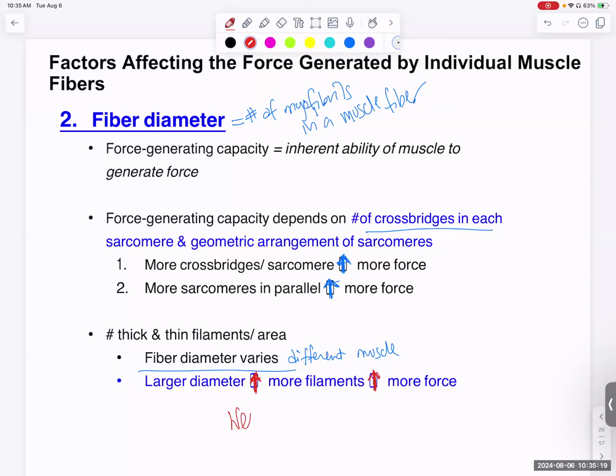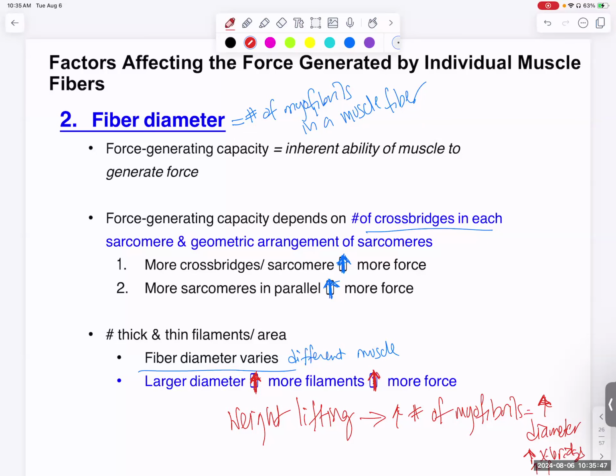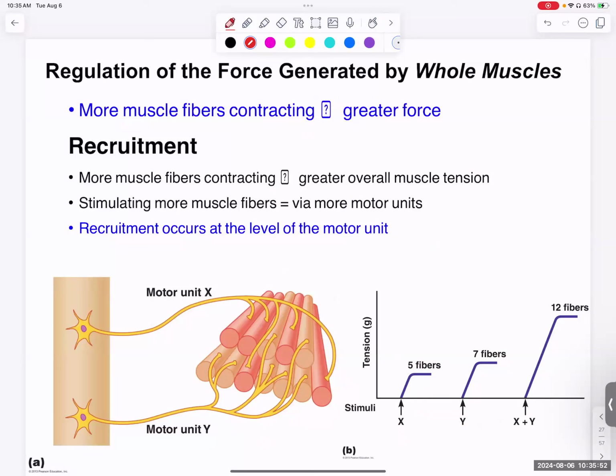And that's what, again, weightlifting is. You are trying to increase the number of myofibrils, which increases diameter. They just get bigger. You don't increase the number of muscle fibers. You increase the number of myofibrils inside that muscle fiber, and you are increasing the diameter, which increases cross bridges, which increases force. That's in a muscle fiber.